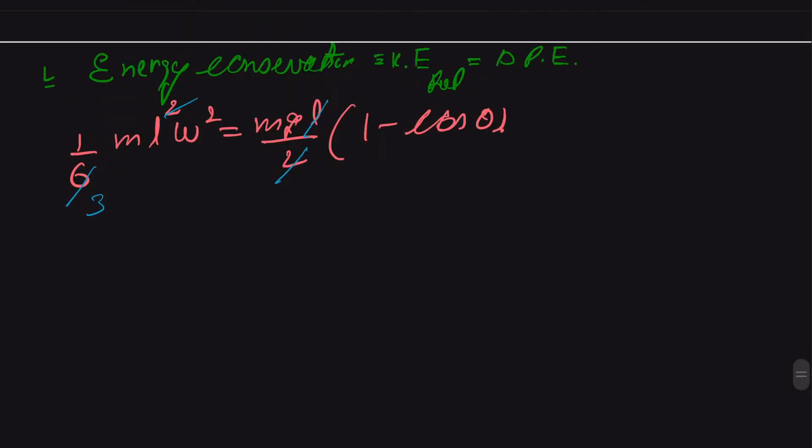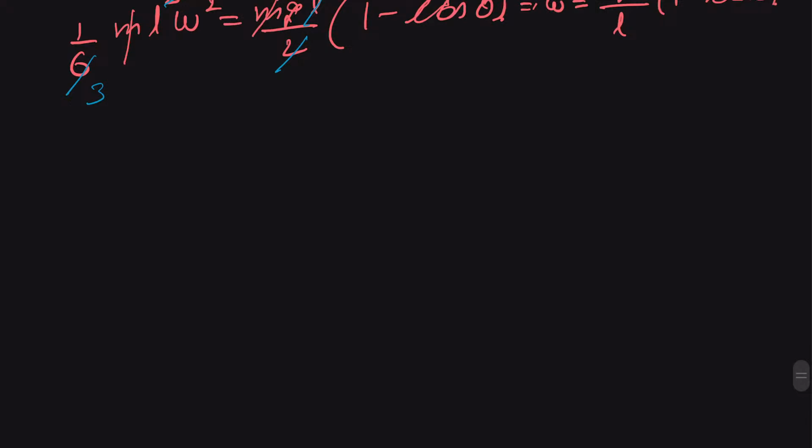Therefore we can say that omega square is equal to 3 mg by L, here m and m also cancel out, so we get omega square equal to 3g upon L times (1 minus cos of theta). This is the angular speed at a particular angle theta. Now there will be accelerations that will also be associated with the center of mass, okay, and we are mainly interested in the centripetal acceleration.